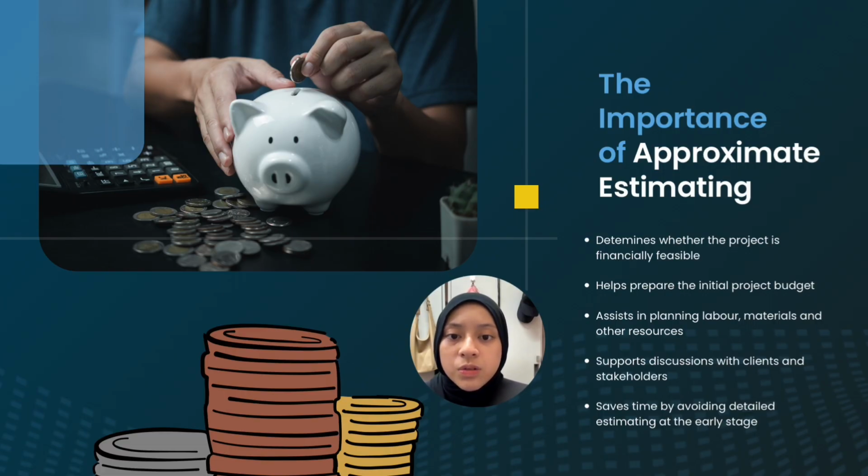Besides that, it also supports discussion with the stakeholders and can help obtain project approvals or funding. Lastly, the importance of approximate estimating is that detailed planning is not required at this stage. So it can save both time and costs during the early planning process.